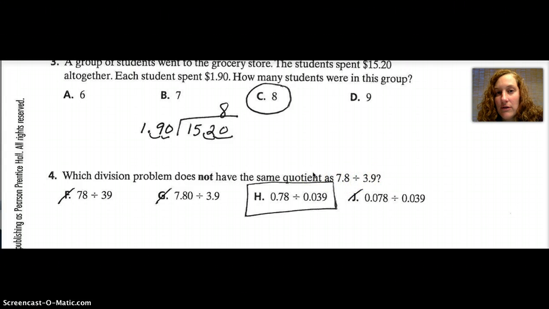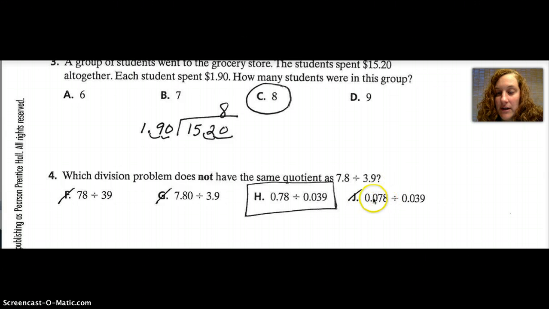So what you're looking at here is powers of 10 to make sure that if I move the decimal on the 7 and 8/10, I also move it on the 3 and 9/10. 78 divided by 39 is the same because 7.8 times 10 is 78. 3.9 times 10 is 39, so that is the same. 7.80 is really the same as 7 and 8/10. This 0, remember, is on the end, so it doesn't really matter. So this is exactly the same as 7 and 8/10 divided by 3 and 9/10.